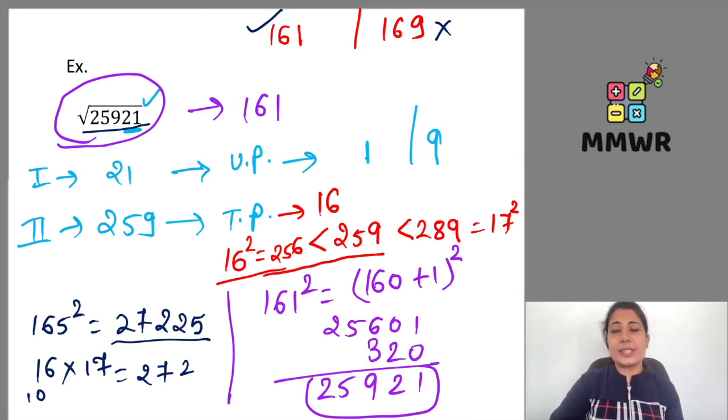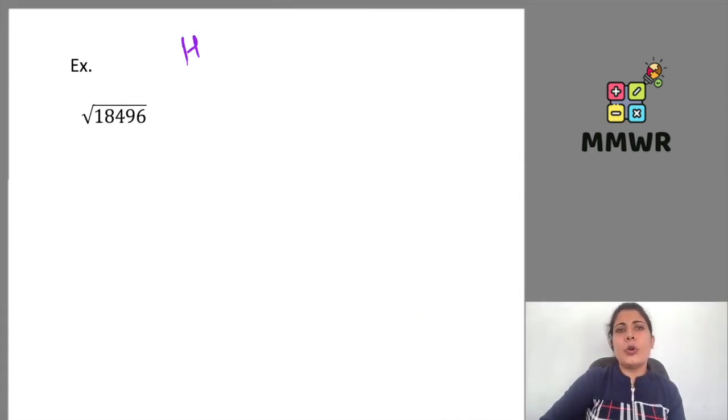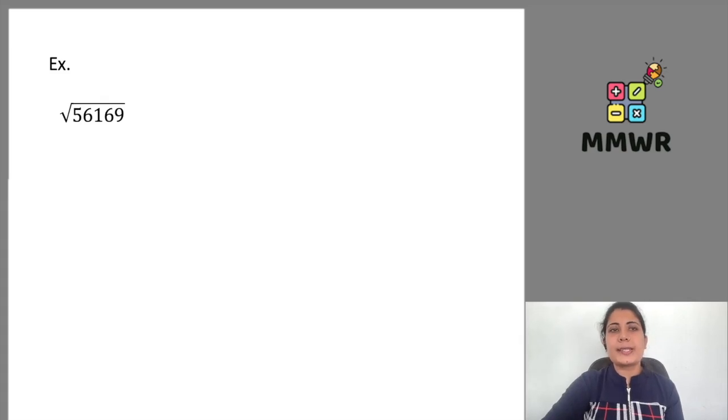So this way we have seen how to find out the square root of a 5-digit number. So this is another number. This I am giving you in homework. Whatever doubts or problems you are facing while applying this method, you can put them in the comment box. Okay. And we'll be discussing one more number here.